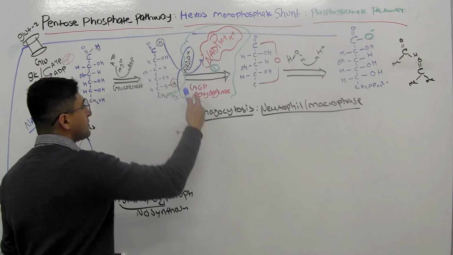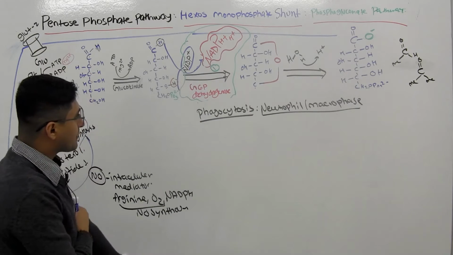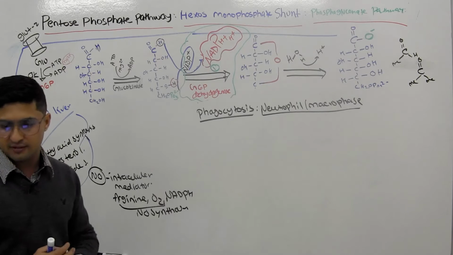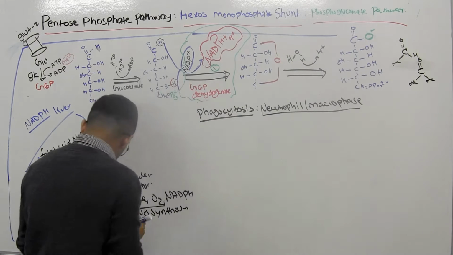NADPH is obviously coming from glucose 6-phosphate dehydrogenase. I wanted to emphasize that. You know what happens in phagocytosis? There's a very, very important enzyme present in there, and I'm going to emphasize the name of that enzyme because this is also very, very important.